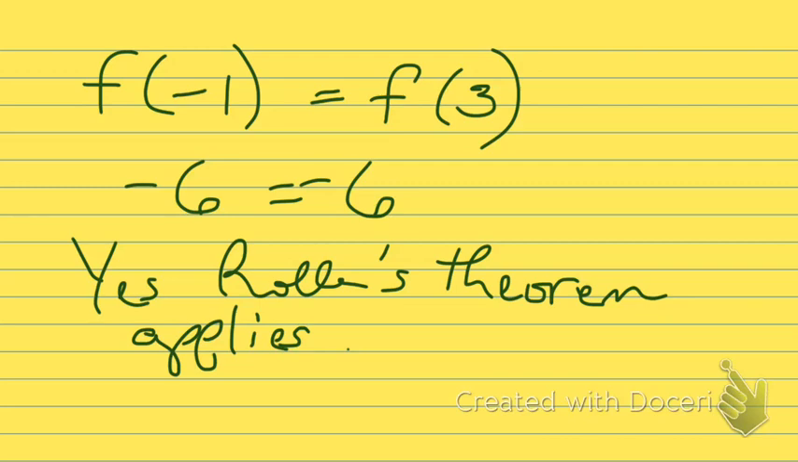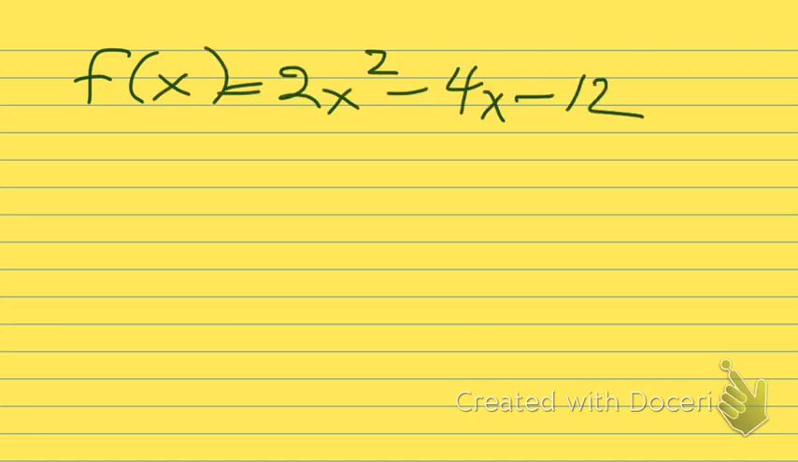And the rest of it is, we want to find the value of c, or what is the value of x when the derivative is 0. So our original function was 2x squared minus 4x minus 12. I'm looking to find that value of c.